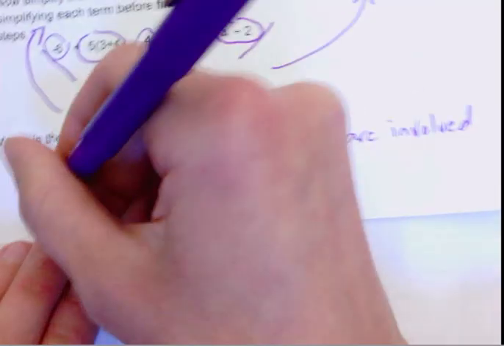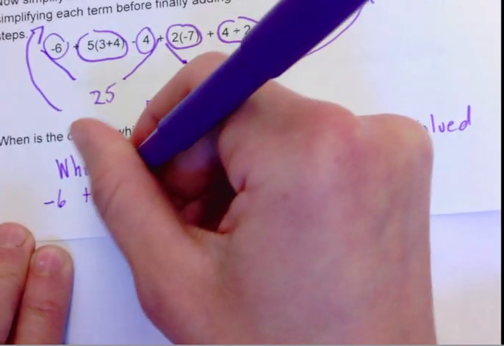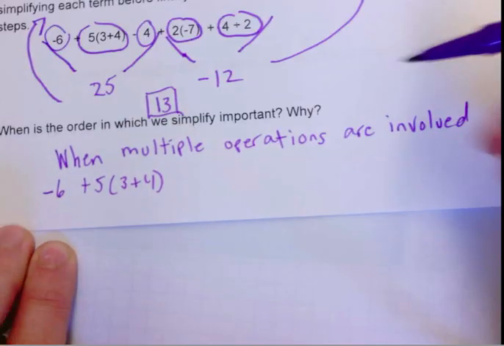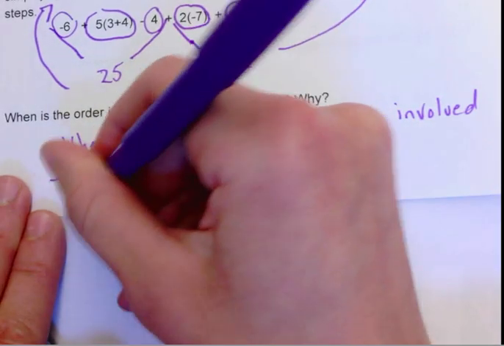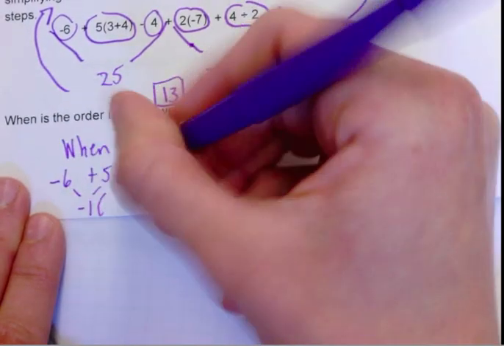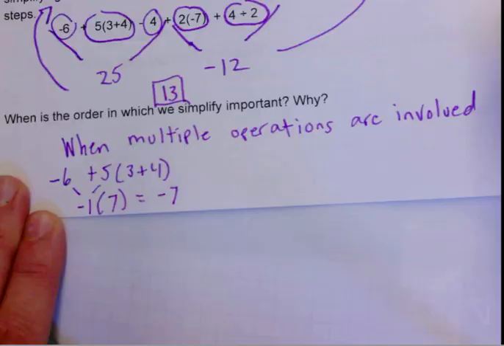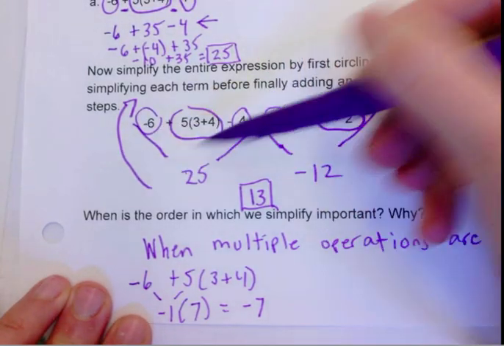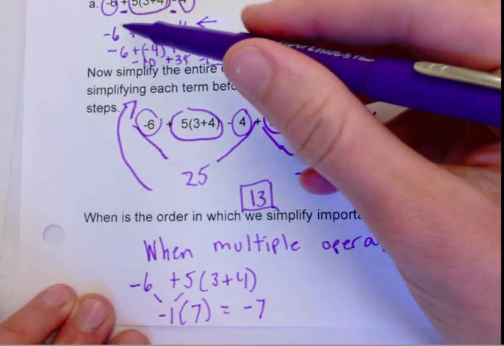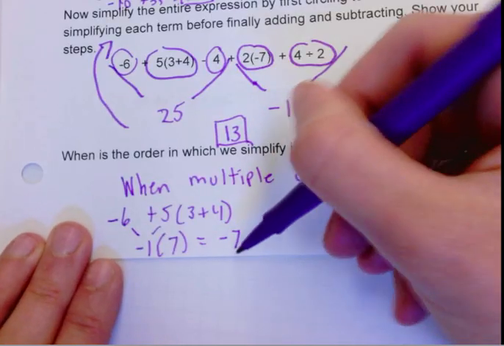Let's see an example. In the example, negative 6 plus 5 times 3 plus 4, it would be really easy for us to want to solve it left to right and to say, well, negative 6 plus 5 is negative 1, and negative 1 times 3 plus 4 is like negative 1 times 7. So to say this equals negative 7. But we know from up here that when I simplify these two things, I have negative 6 plus 35, and that gives me 29. And 29 is quite different than negative 7.